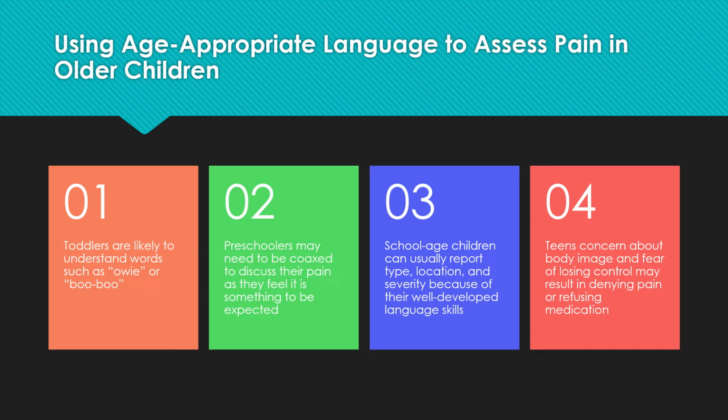When we use age-appropriate language to assess pain in older children, we want to make sure that we're using understandable words for toddlers, such as owie, right? Do you have an owie? Do you have a boo-boo? We want to encourage our toddler to verbalize that pain. 2 to 4-year-olds can express the presence of pain. 5-year-olds can typically describe the pain. Preschoolers may need to be coaxed to discuss their pain as they feel it's something to be expected.